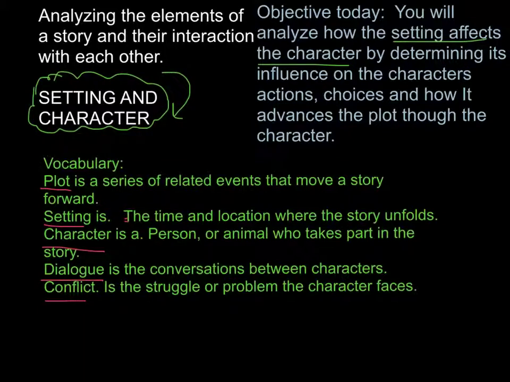So again, we have plot, setting, character, dialogue, conflict. Plot is a series of related events. That's very important that you make sure that you say related events that unfold the story. Setting is the time and location, or basically where the story takes place, when and where. Character is a person or animal that is part of the story. Dialogue is the conversations, the discussions, the talking between characters. And the conflict, again, is our main problem, our struggle.